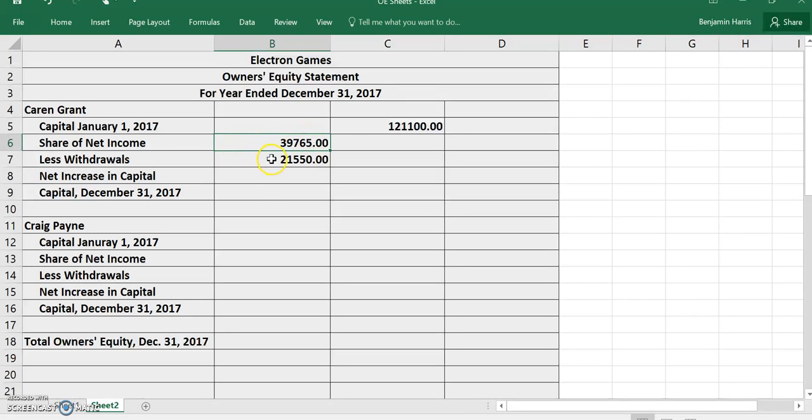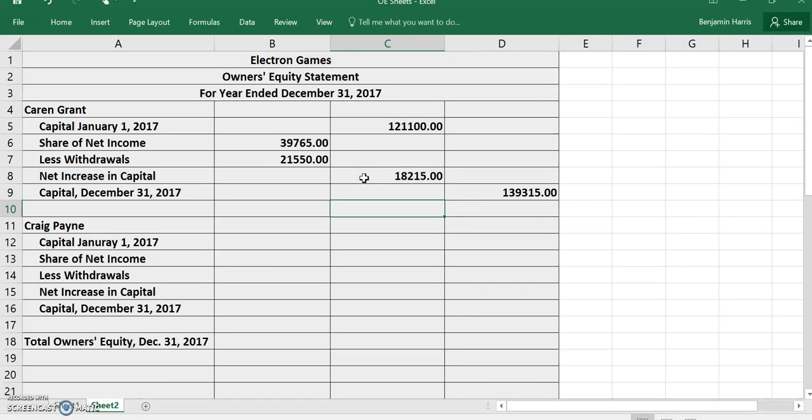So this year she made $39,765 of net income. She took out $21,550. Therefore, we're going to take the difference between the two, and it is going to be a net increase because she made more than she took out. We're going to find the difference here, and that's going to be $18,215. Then we find capital for the end of the year. We started off with $121,100 and added $18,215. Karen's new amount of capital is going to be $139,315.